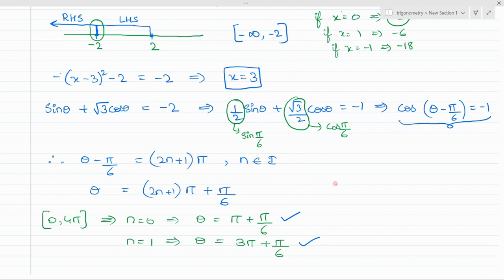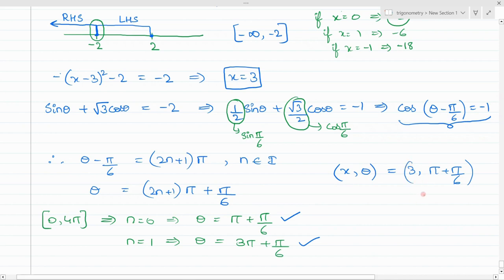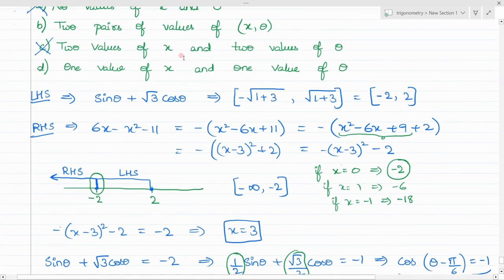And from here we can make the pairs of x comma theta, that is x is 3, theta is pi plus pi by 6. This is one pair, and the other pair is 3 comma 3 pi plus pi by 6. So we'll have two pairs of x comma theta. So if you see the options back, option B will be the correct answer to this question.